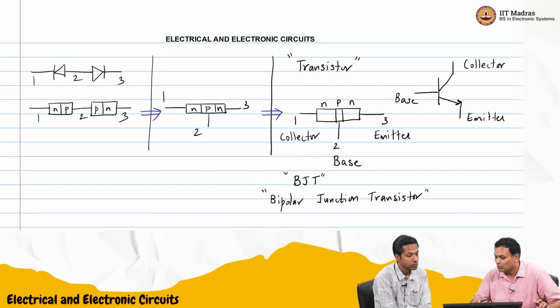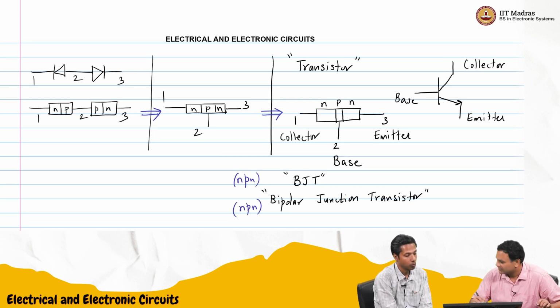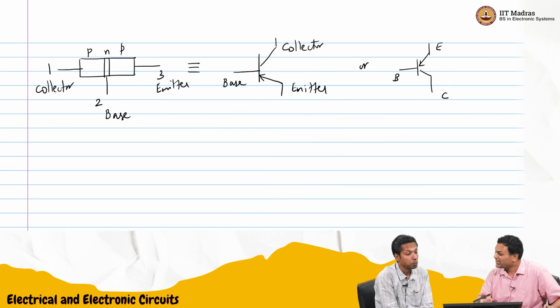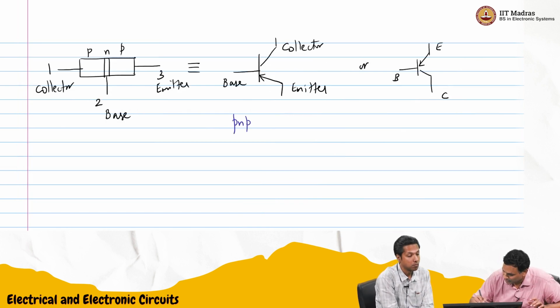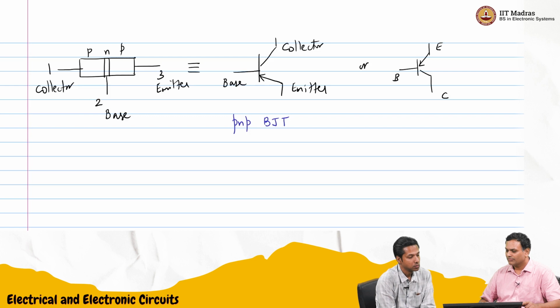So now we need to be more careful. I will call this an NPN BJT, or an NPN Bipolar Junction Transistor. And this one will then be a PNP transistor. In fact, people just call it a PNP transistor or an NPN transistor. It has some shape and symbol, and it has 3 terminals. Now we need to know how it behaves.